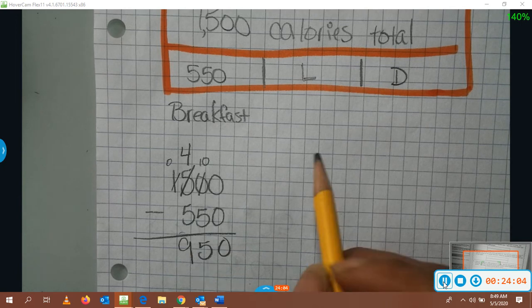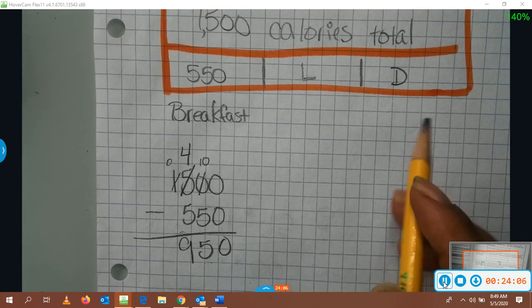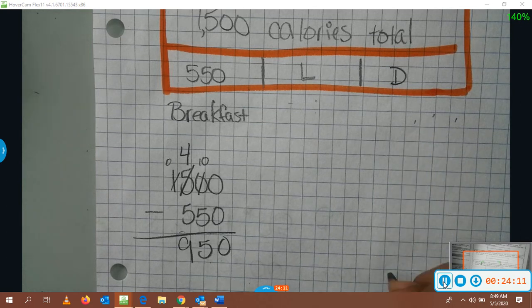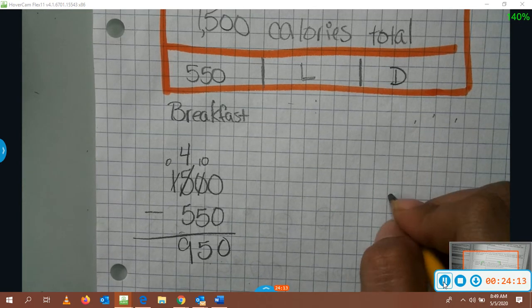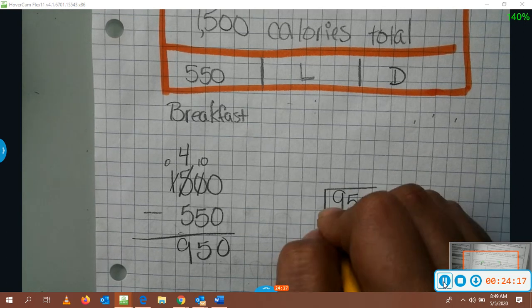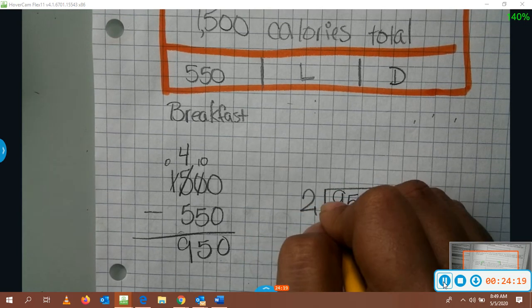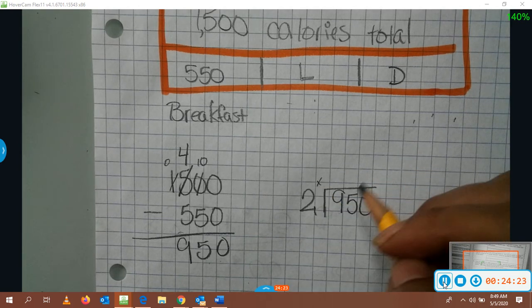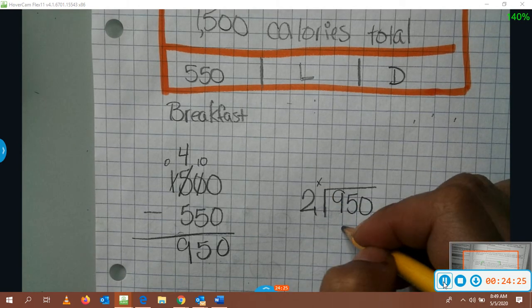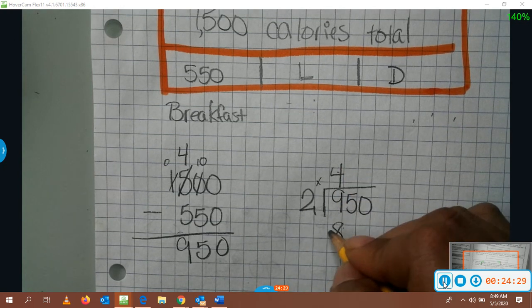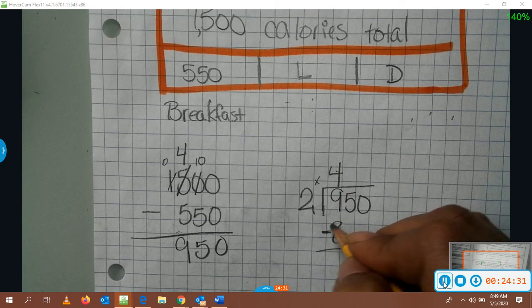So now we need to take this 950 and we need to do what? Spread it evenly between lunch and dinner. So the only way we can do that is if we divide. So 950 divided by 2. Let's see. 2 times what equals closest to 9? I'm going to say 4. 4 times 2 is 8. It's as close as I'm going to get without going over.